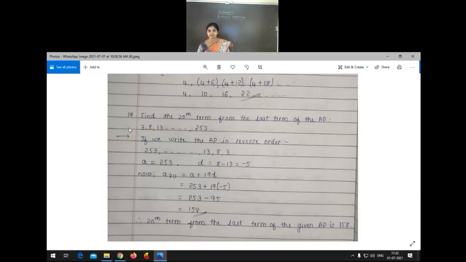The AP is like this: 3, 8, 13, and so on up to 253. The last term is 253. Now this will act like a first term for you.